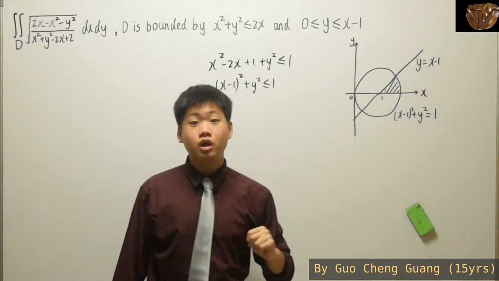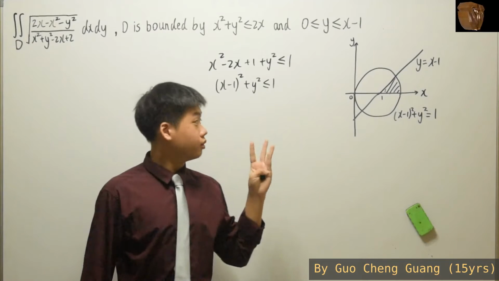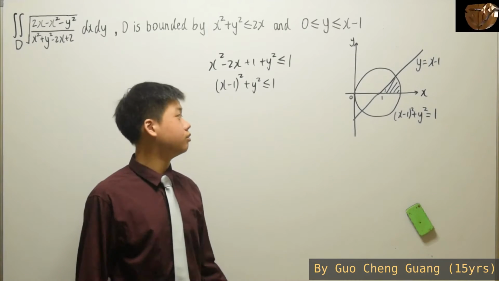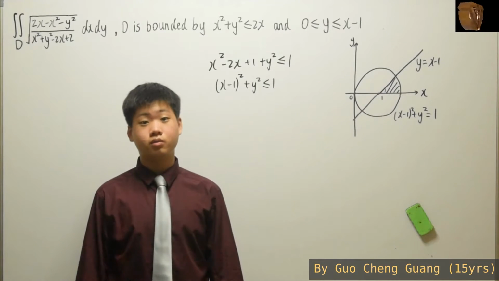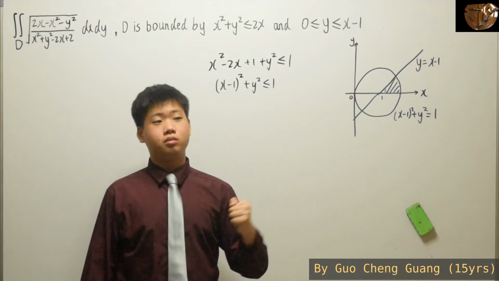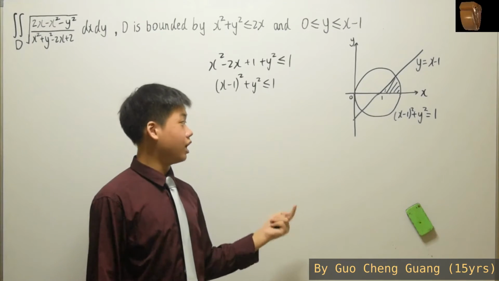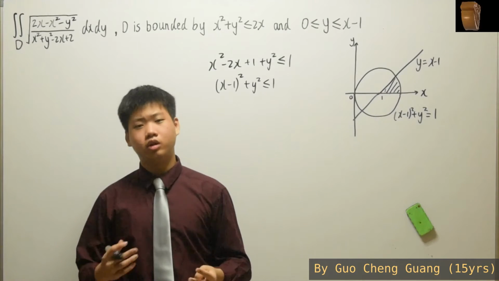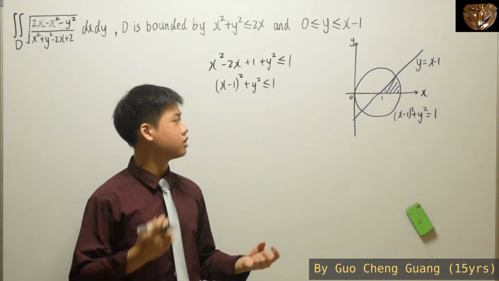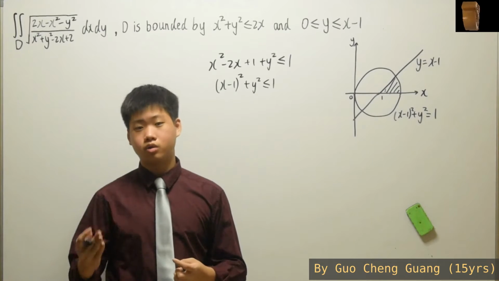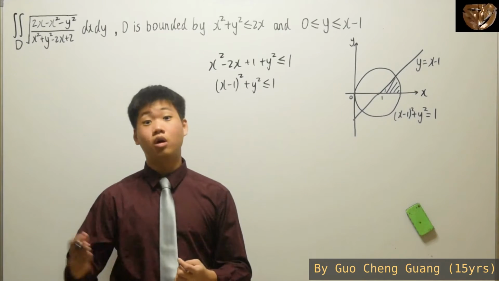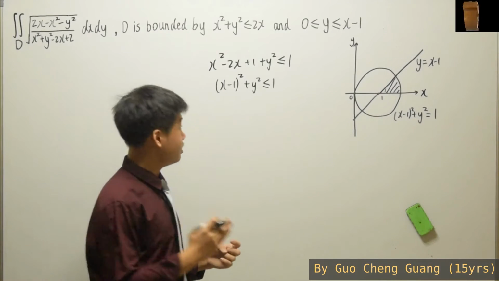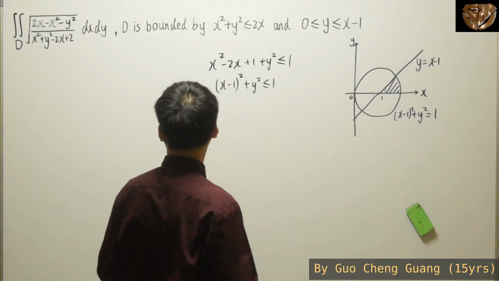Now that we know what we are exactly looking at, how can we solve it? Unlike many times where you will use polar coordinates, where most of the time you'll directly use x equals r cosine theta and y equals r sine theta, in this case, how about we try something different?